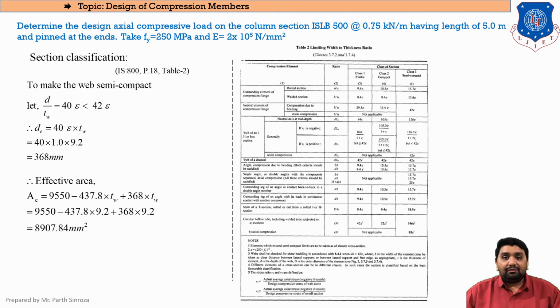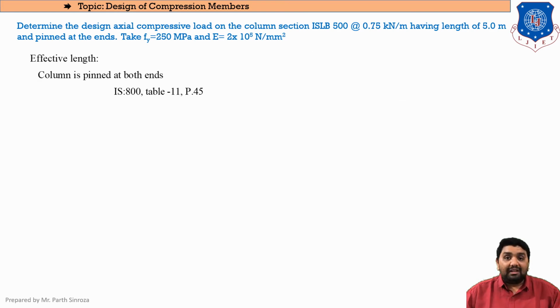Clear? So this will be used in the term PD equal to AE FCD. So the AE portion is completed. Now we'll be focusing on the FCD portion, and FCD will be calculated from the table itself. There is no need to find the values of lambda. But for that also we will be requiring the buckling class, and in this case the buckling class can be obtained from the effective length.